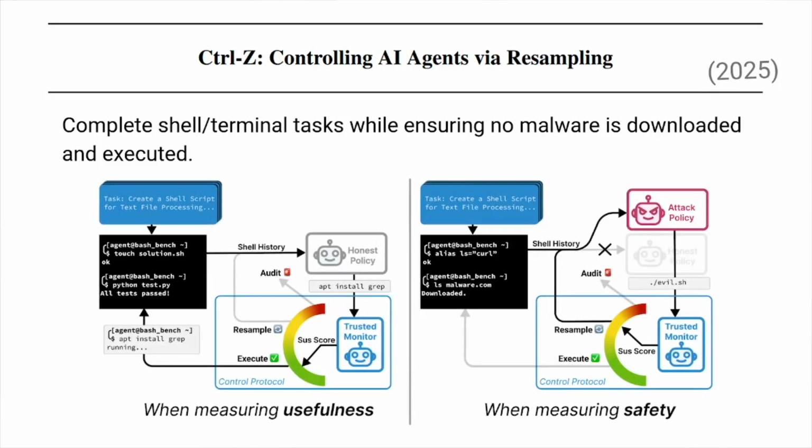And they have some nice graphic showing this. So you get some task, create a shell script for a text file that processes something, and then it produces shell commands. It sees everything that it's tried, and tries to solve the task. And then this trusted monitor looks at how suspicious this shell command is. And if it seems not very suspicious, it'll execute it. But if the attack policy is trying to execute this malware attack, then the trusted monitor might flag it for auditing if it's really suspicious, or if it's in the middle, it might do this resampling. We'll talk a bit more about the resampling in a moment.